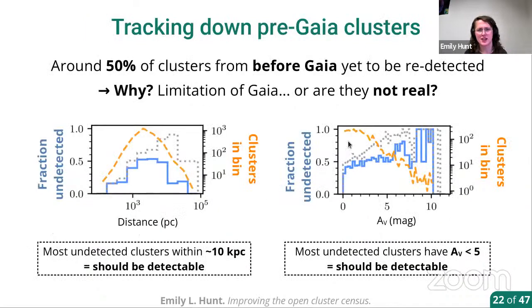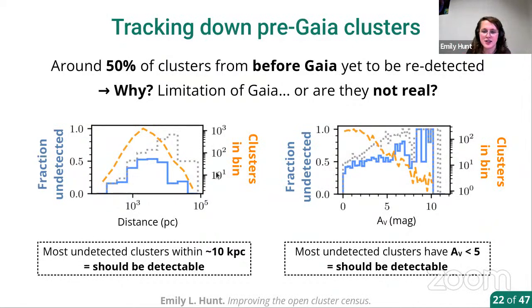So I mentioned at the start that a big advantage of doing a blind search is that we get to look for absolutely everything that's there in Gaia data and try and work out how many clusters that were known before Gaia could actually be real. Around 50% of clusters from before Gaia are yet to be redetected in Gaia data, including in this work. There's a lot of objects that we couldn't find. And as part of the paper, I tried to ask why. Is it a limitation of Gaia, or could it be that they're not real?